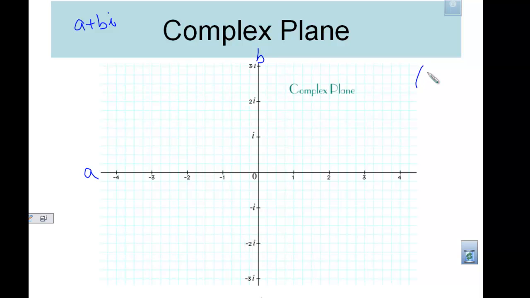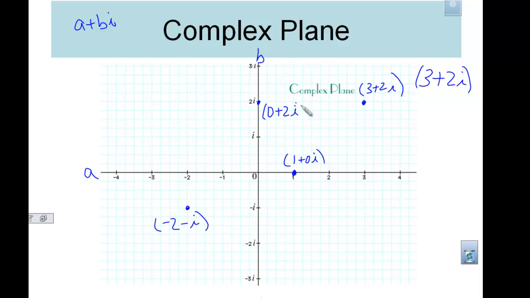So if I asked you to plot the complex number, let's say 3 plus 2i, you would basically plot the point 3 for the real and then 2 for the non-real. So this would be the point 3 plus 2i. For example, if I gave you a point right here, this would be the point negative 2 minus i. And of course, it doesn't have to have both values. If I plotted a point here, this is basically the point 1 plus 0i, or just 1. And in the same respect, I could plot something along my non-real axis here. This is like saying 0 plus 2i, or simply 2i.